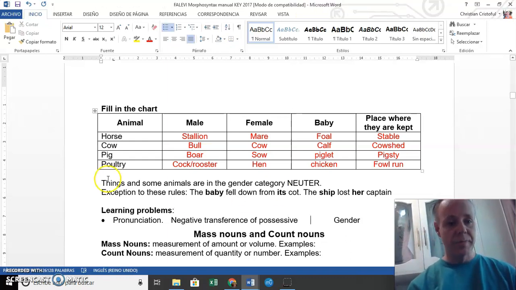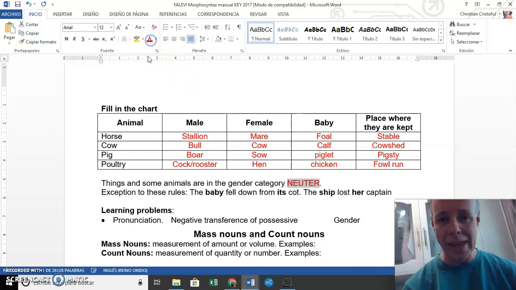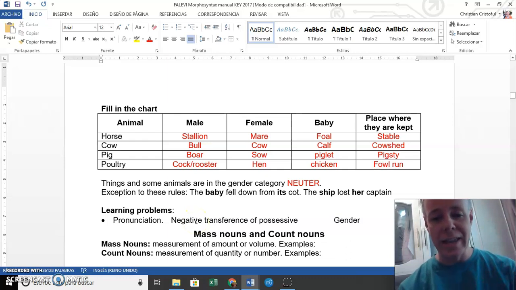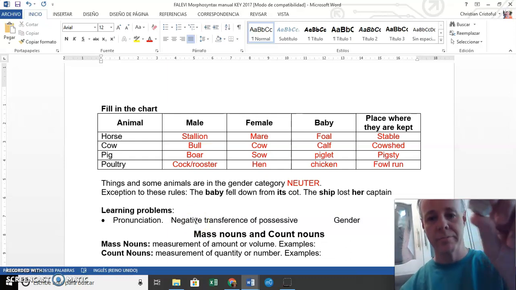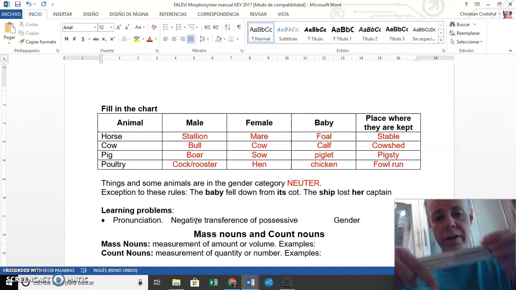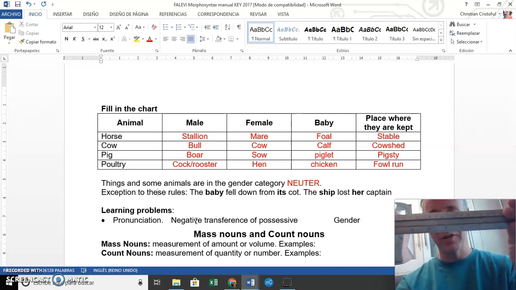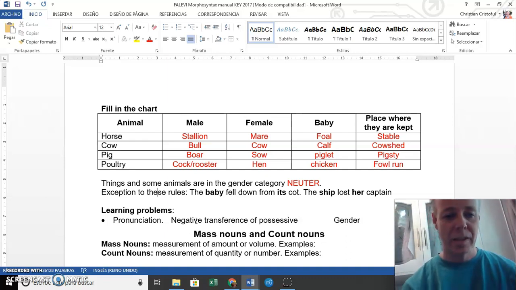Let's continue. It says, things and some animals are in the gender category neuter. Okay, they are not male or female, they are neuter. For example, an eraser is an it, is a neuter. A ruler is also neuter. It's not a she or a he. But there are exceptions to this rule.